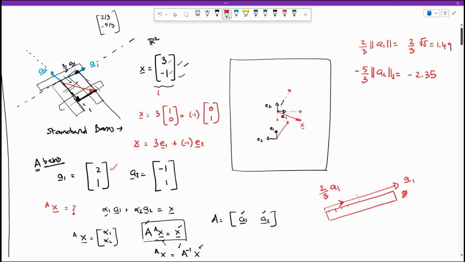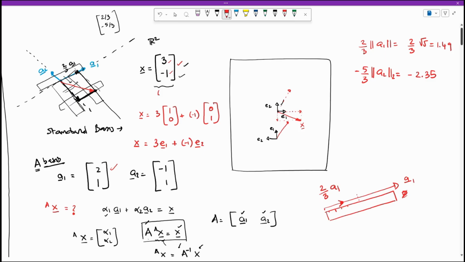Yeah, just draw it. It's fine. Oh, you don't have a ruler, is it? It's fine. Yeah, you're done? You're not sure? Sir, you're not sure about? So it's minus 5 by 3 times A2, right? Minus 5 by 3 is minus 1.67, I think, right?